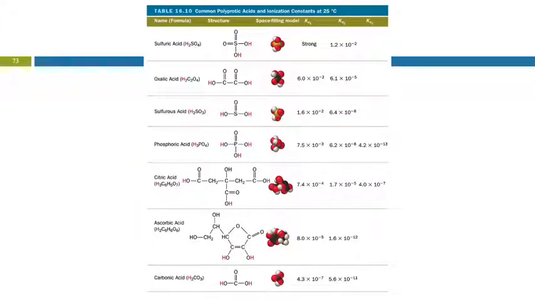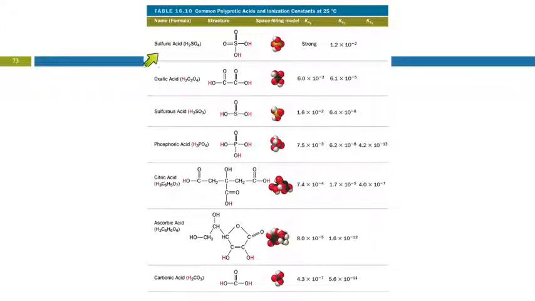So here are some common polyprotic acids and their ionization constants. The columns here, the first one gives Ka1, Ka2, and then we've got a couple that have a third hydrogen that can be released. You don't need to memorize those Kas.